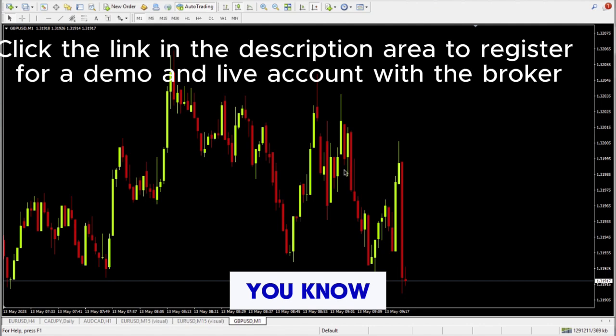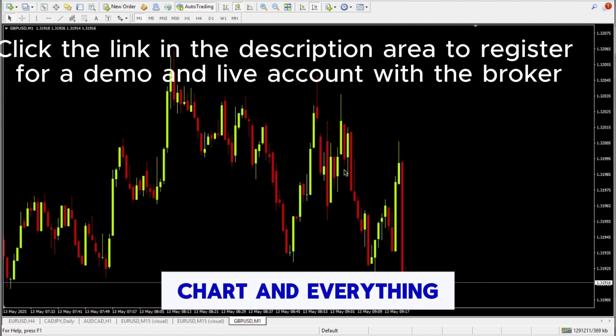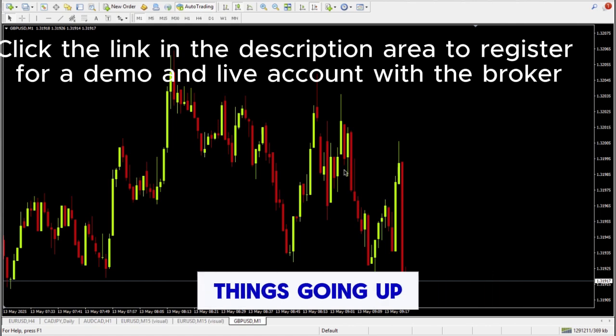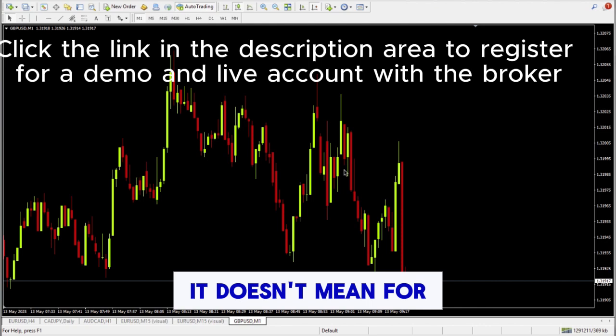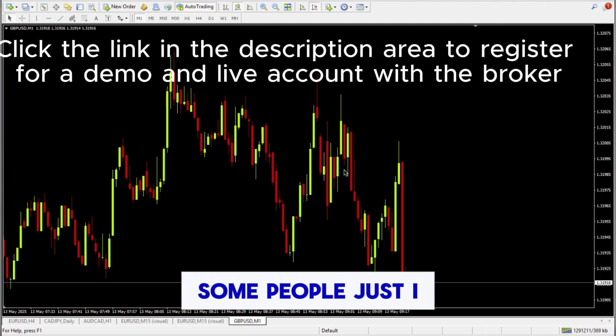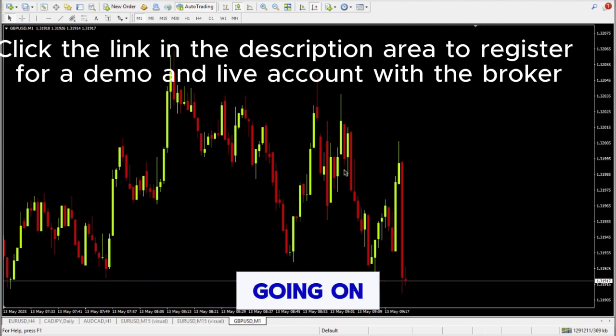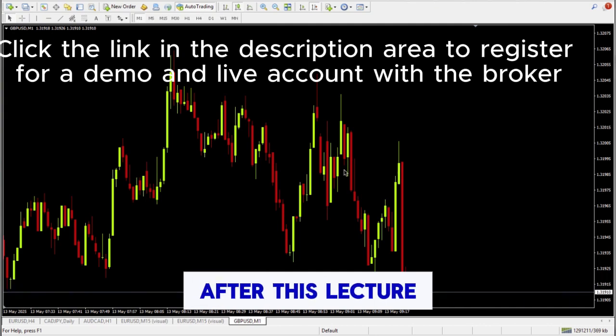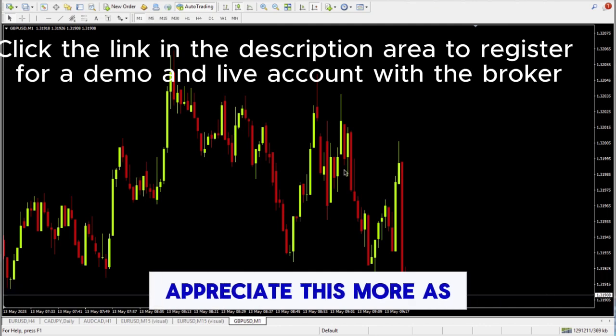Because most of the time you just see this chart. You see things on the chart, some going up, some coming down, and you say, what is this? What's it all about? For some of us, you are intrigued. Some people will say, I don't understand what's going on, so I don't pay attention. But after this lecture, you'll be able to appreciate this more as we go.